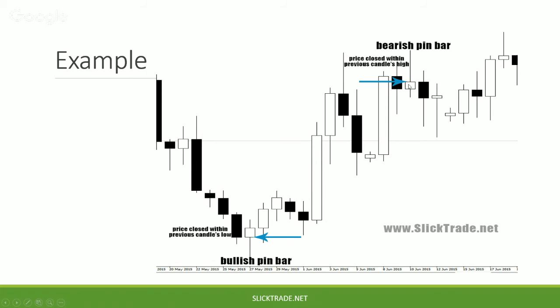Now here, we have a bearish pin bar. Right here. And here's the previous candle. Now, price closed right here within the previous candle's high. So those are both valid pin bars for what you have learned so far.